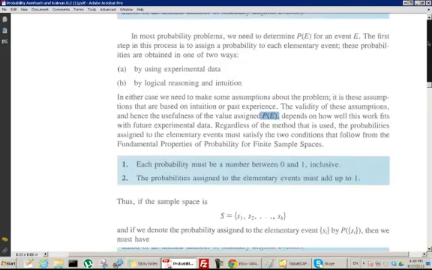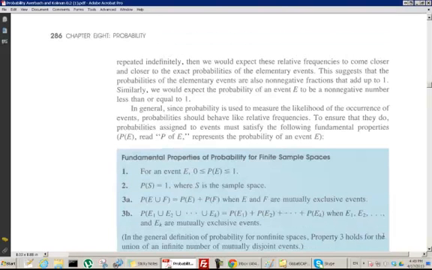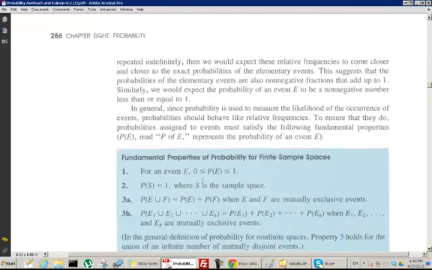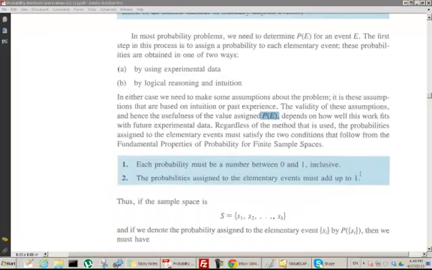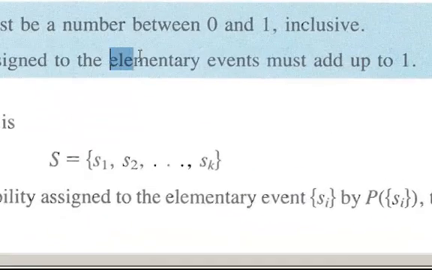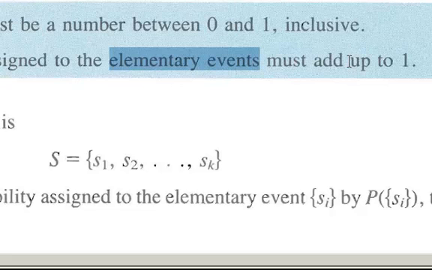Besides these, we have two other conditions that need to be true. And here they are. Each probability must be a number between 0 and 1 inclusive. No, wait. We already said that. And the probabilities assigned to the elementary events must add up to 1.